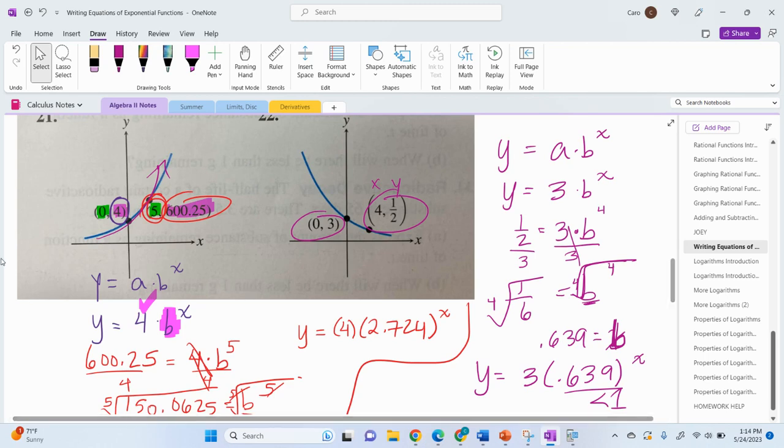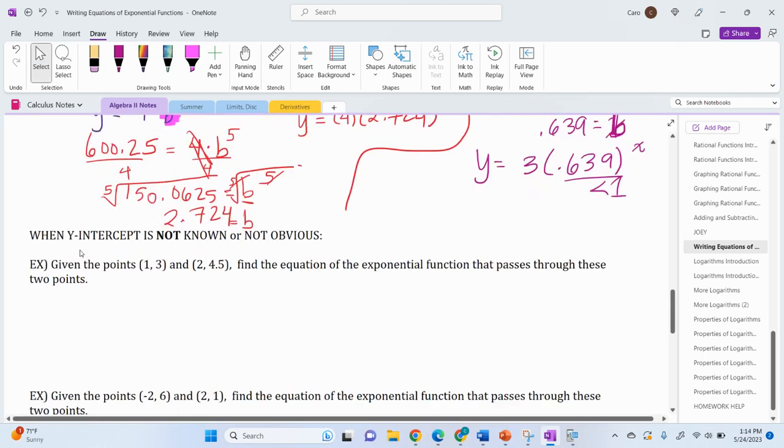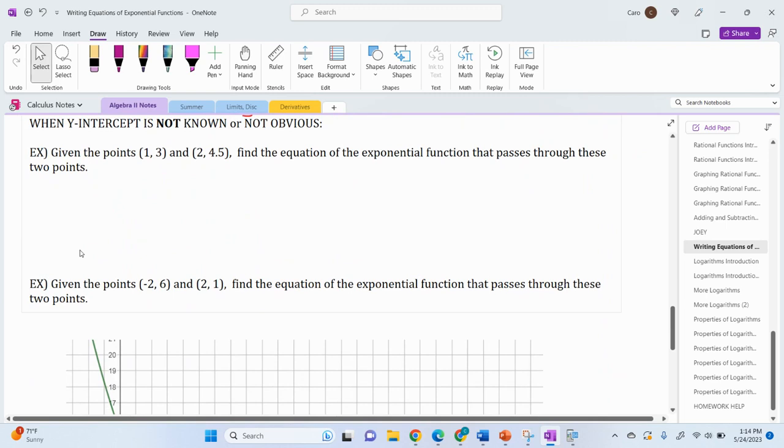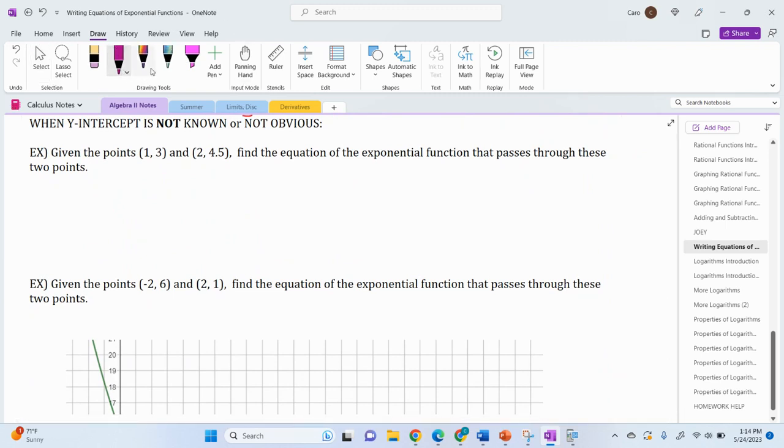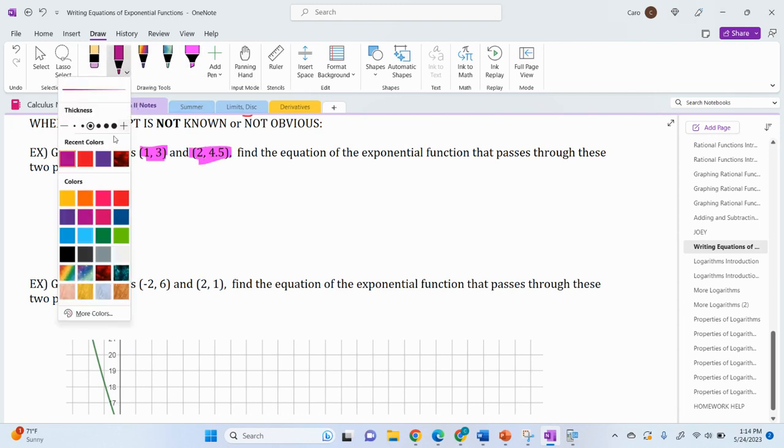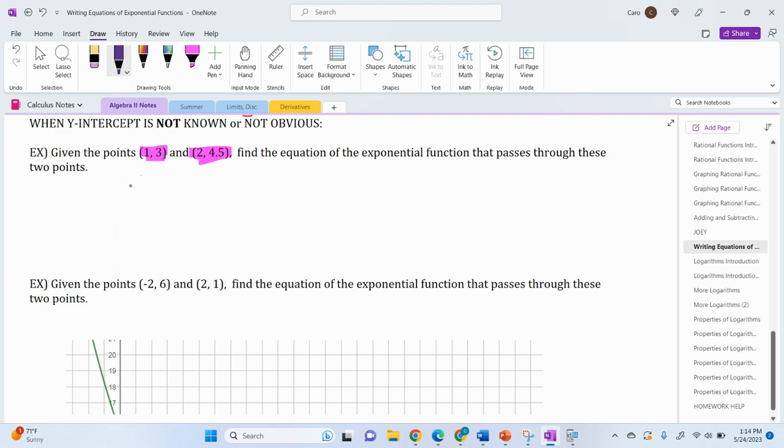All right, so those are if you already know the y-intercept. What if you don't know the y-intercept? In that case, you have to find a and b. So let's take an example here. I'm just going to give you 2 points, and we're going to find the equation. So you have 1, 3, and you have 2, 4.5. If you just think about like 1 is at 3 and 2 is at 4.5, you should have some type of growth. So b should be bigger than 1. Your a value is probably going to be bigger than 1 as well. So you want to think about those things so your answer makes sense.